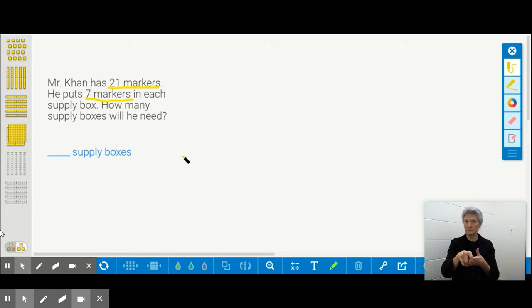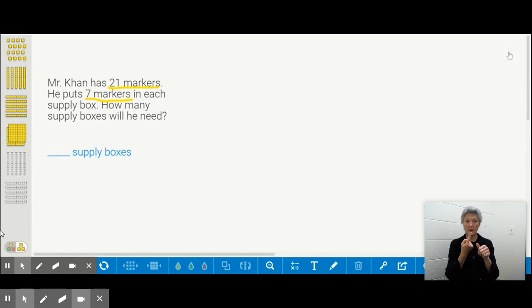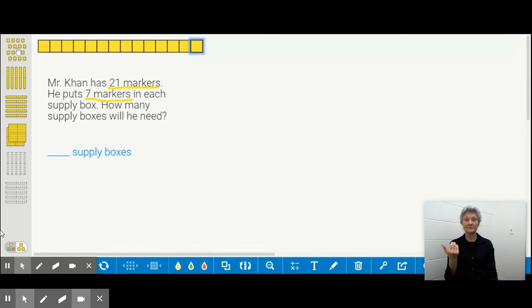Okay, so first of all, let's get 21 markers. 1, 2, 3, 4, 5, 6, 7, 8, 9, 10, 11, 12, 13, 14, 15, 16, 17, 18, 19, 20, 21. It's important to count out your items so that you have the right amount.